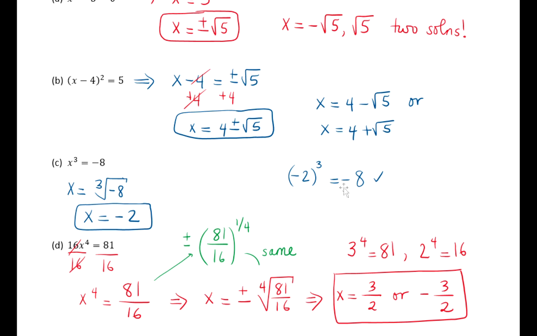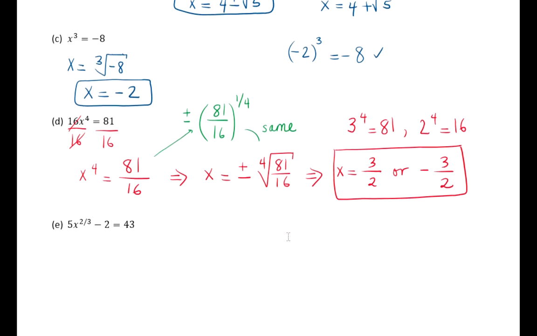So here's another problem, it may look a little bit tricky, but it's not really that bad. Here, the way you isolate x is simply you add 2 to both sides. So I got 5x to the 2/3 equals 45, and then next step you divide both sides by 5. So 5 will cancel, and I got simply x to the 2/3 equals 9.